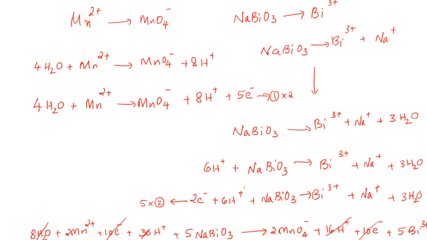So you should have an equation which reads as 2Mn2+ plus 14H+ plus 5 NaBiO3 giving you 2 MnO4- plus 5 Bi3+ plus 5 Na+. Is that the answer? No, plus 7 waters. Oh yeah, the 7 is right below here. Yes, plus 7 waters. Okay.